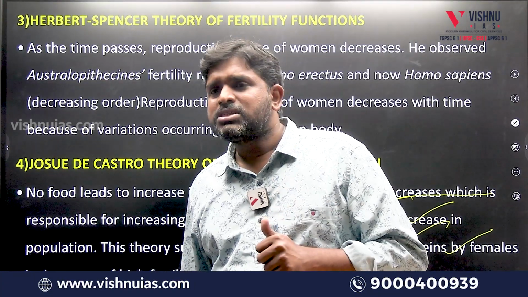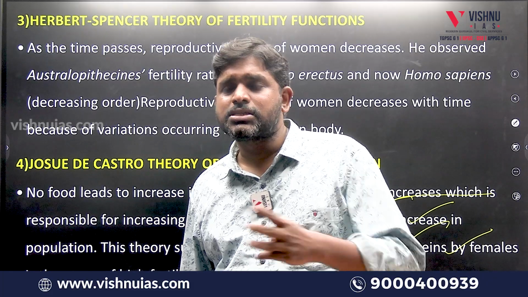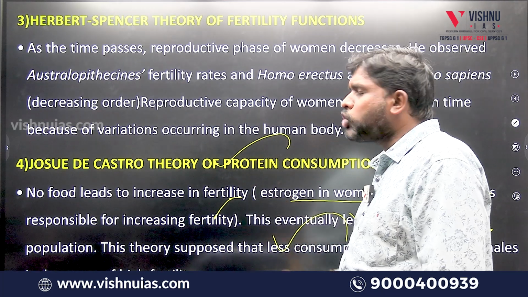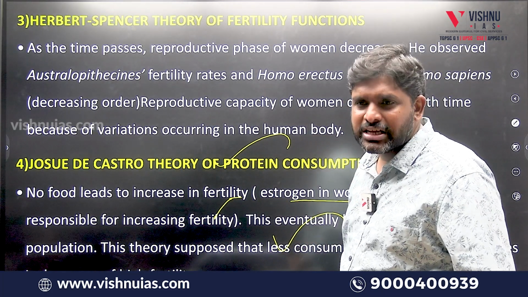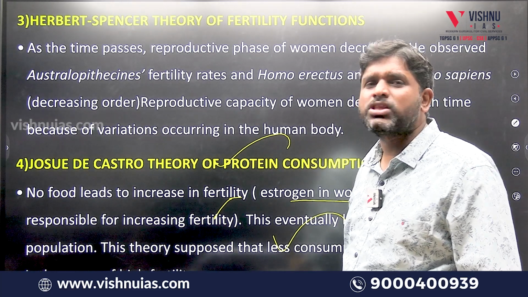These are the four biological theories. Number 1, Thomas Doubleday's diet theory. Number 2, the choroidogeny theory of biological stages. Number 3, Herbert Spencer's theory of fertility functions. Number 4, George de Castro's theory of protein consumption. These are the biological theories which are responsible for growth in population.